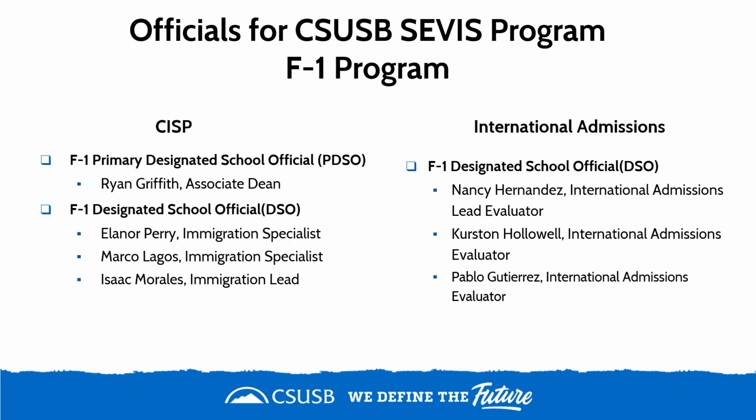At CSUSB, we have several officials that assist with the issuing and registration of I-20s and DS-2019s, as well as in the provision of immigration services for international students. The International Students and Scholars team at the Center for International Studies and Programs is led by Associate Dean Ryan Griffith as the Principal Designated School Officer. He is supported by Eleanor Perry, Marco Lagos, and me, Isaac Morales.